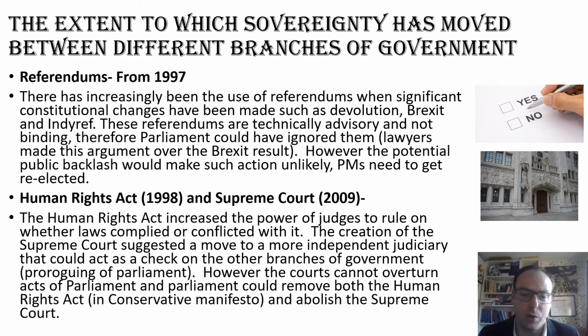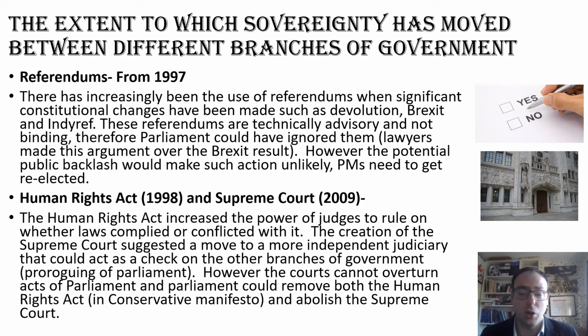The Supreme Court was created, and again, the name seems to ring a bell with the American equivalent, and you're thinking, well, actually, we've got an independent judiciary that can check on other branches of government. We can see the Supreme Court acting as a check on the government in deeming the proroguing of Parliament to be unlawful. But the Supreme Court cannot overturn an act of Parliament.